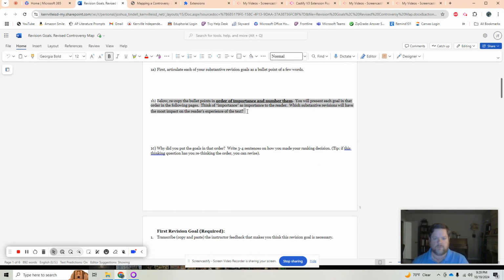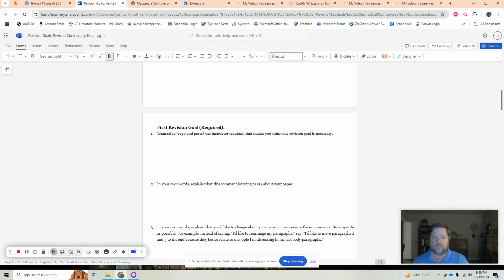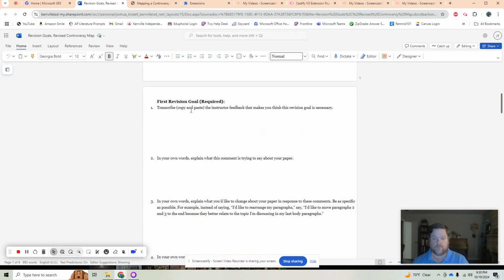Now recopy these bullet points, the ones that you put in 1A, in order of importance and number them. Say, okay, number 1, 2, 3, etc., for what you believe is most crucial to improving your paper. And now tell me right in this section below why you put them in that particular order. What your reasoning was for that, because we need to be reflecting on why we're doing things, not just doing them. All right, and now we go through and we do each revision goal in a lot more detail.